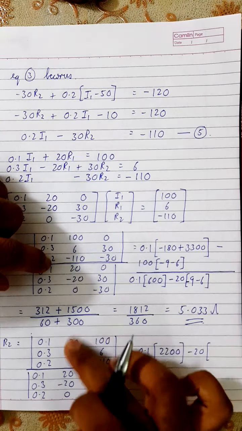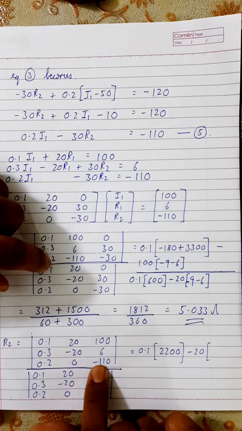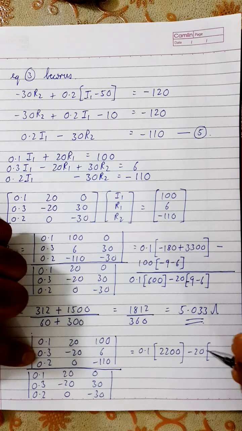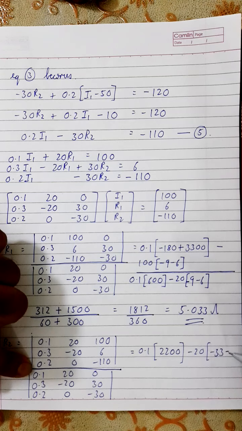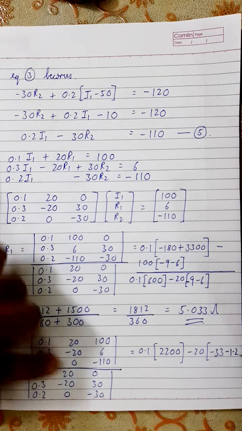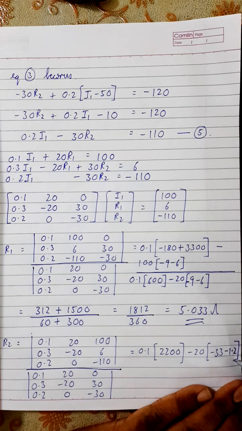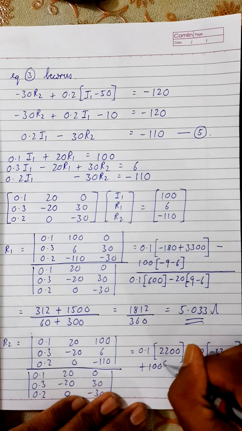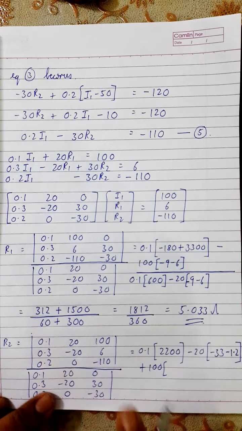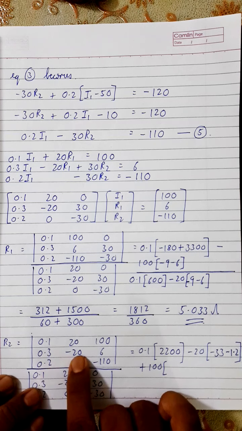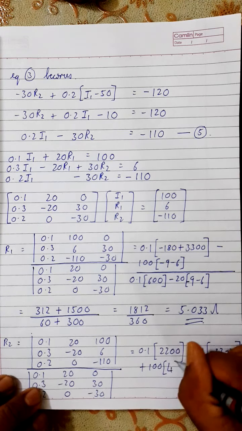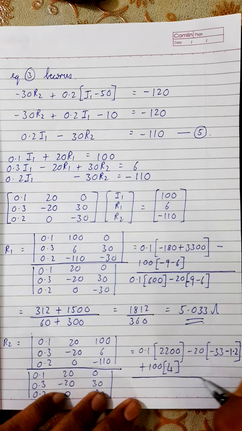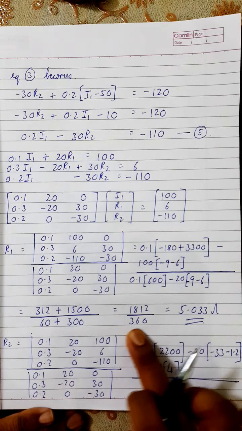minus 20 into, and this is 33, right? I believe this is 33. 11 into 3, this is minus 33, minus, this is 1.2, right? Minus 33 minus 1.2, okay, plus 100 into, and here you have 0, and here this is 0, this is minus 4, which means this is nothing but plus 4. This becomes plus 4. And the whole thing is divided by, and the denominator over here is the same, so that is 360.